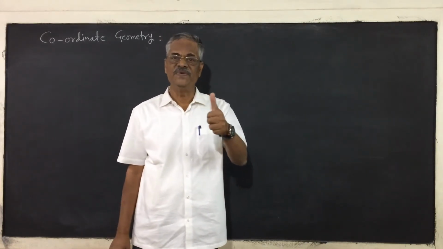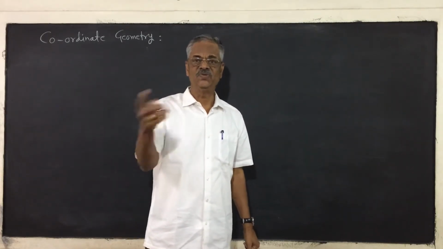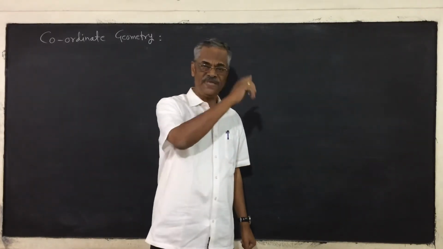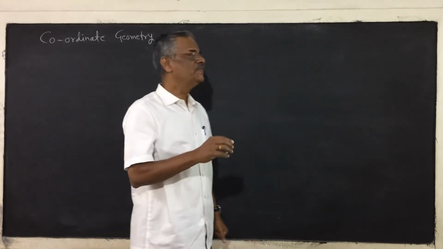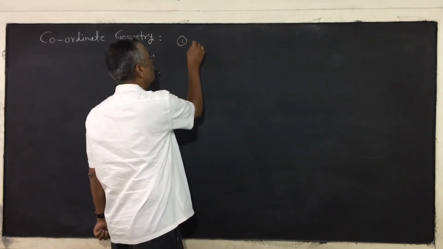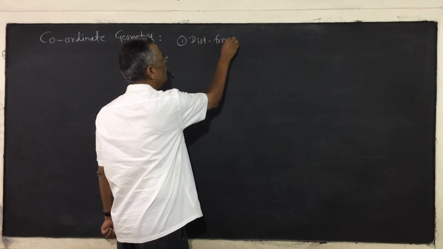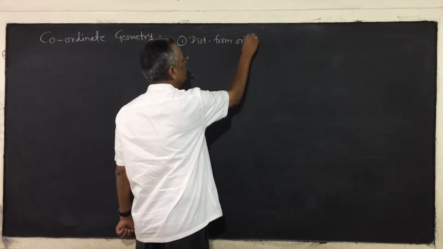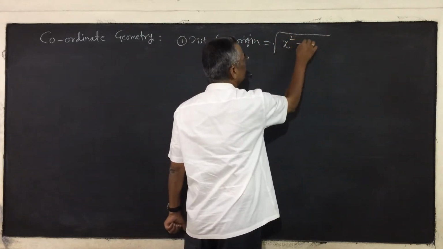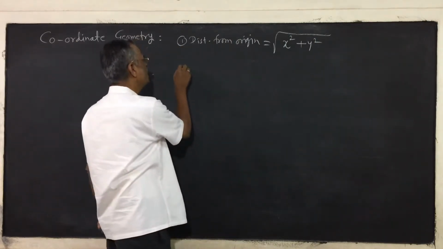प्रतलीय निर्देशक भूमिती त्याचा एक व्हिडिओ पाठवलेला आहे। त्याला जोडून दुसरा पुढचा पार्ट आपण घेत आहोत। In the previous video we have seen the distance of a point from origin. What is the formula there? Under root x square plus y square.